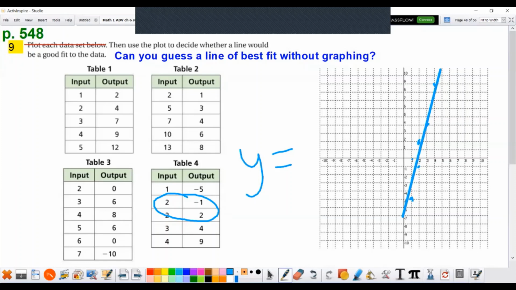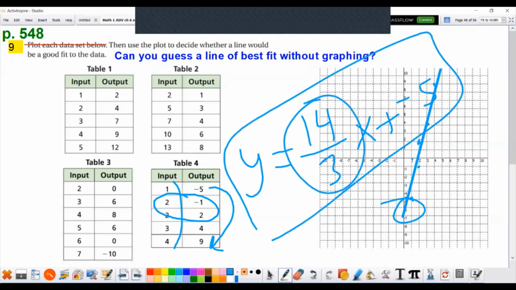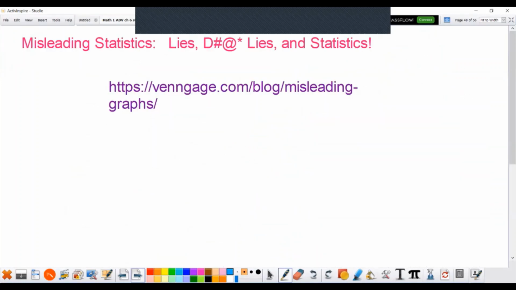Y equals, and maybe I'll just go from here to here. Well, that's up 14. From 1 to 4 is 3. 14/3 x plus, and it seems to cross around here at -5. So I'll put plus -5 or -5. Once again, you could change that to a decimal. Okay, so those are pretty challenging. We'll do this tomorrow, so that's it for today.